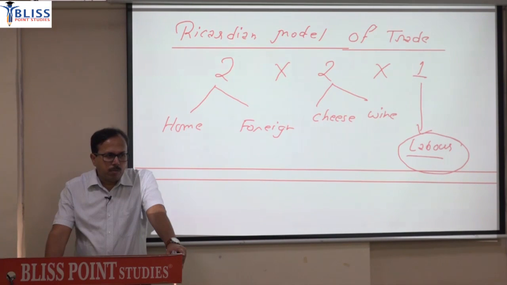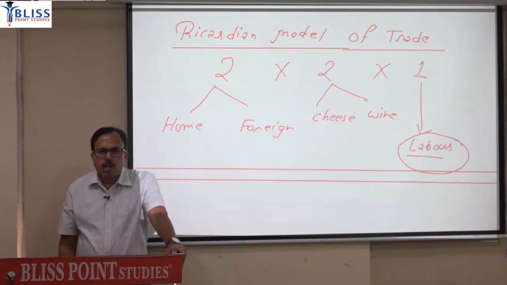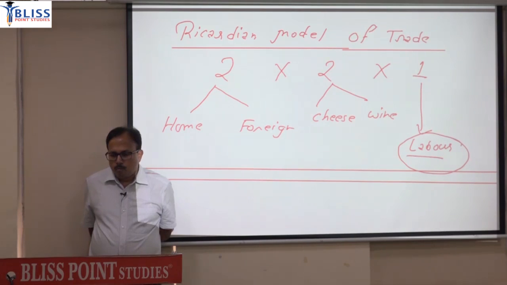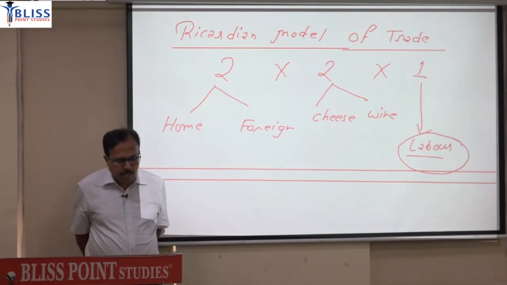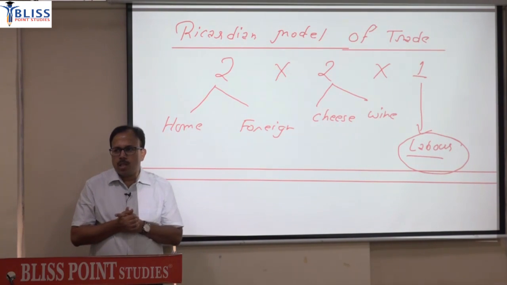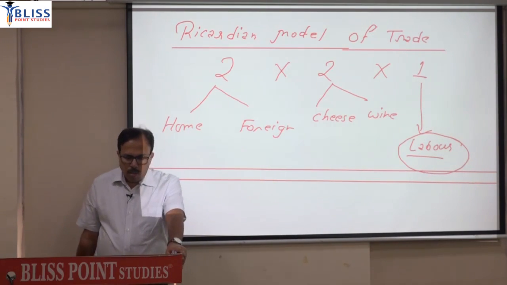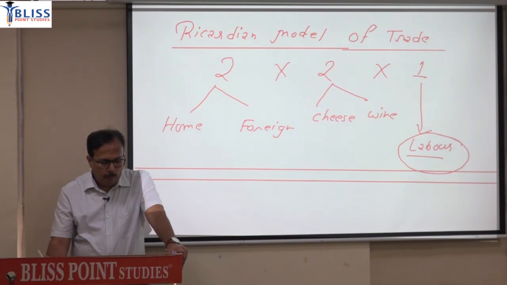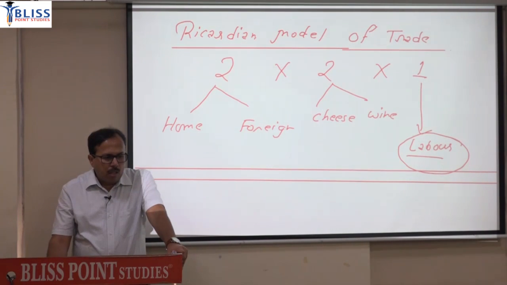So this approach in which international trade is arising due to difference between productivity of labor is known as Ricardian model of trade.